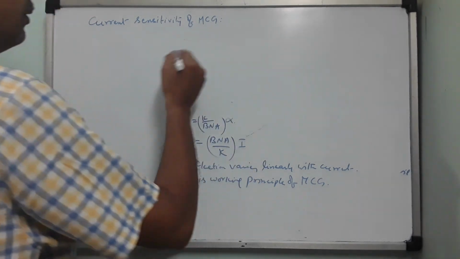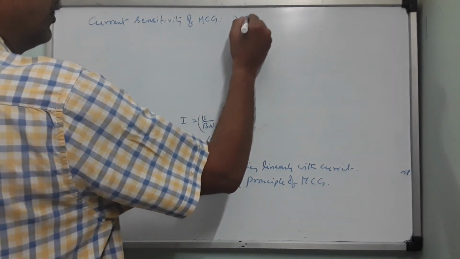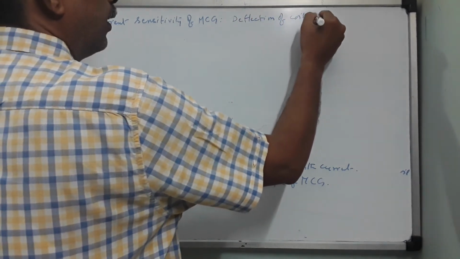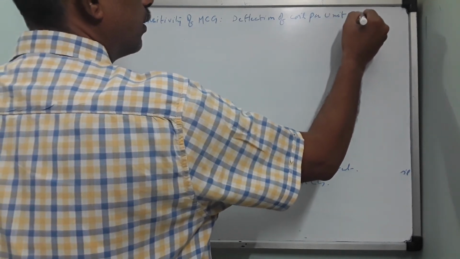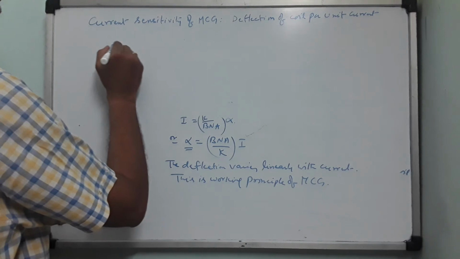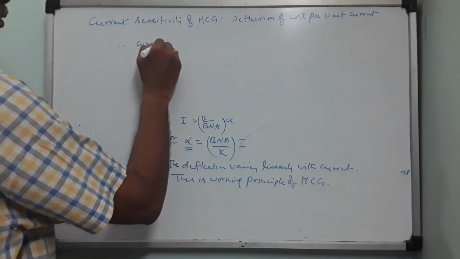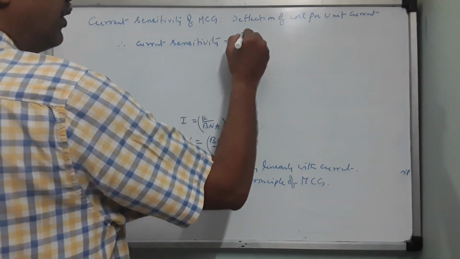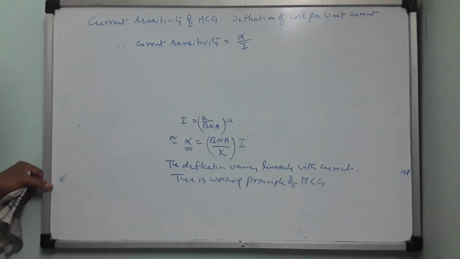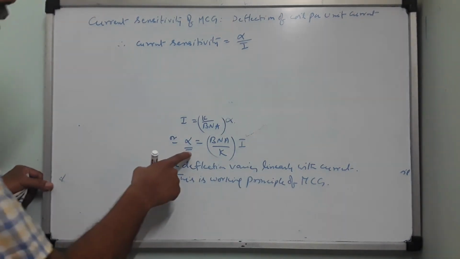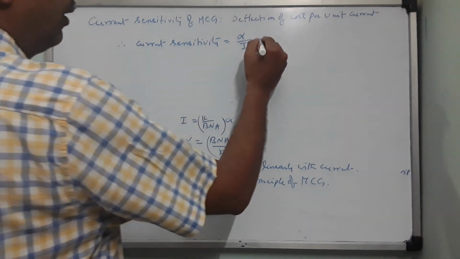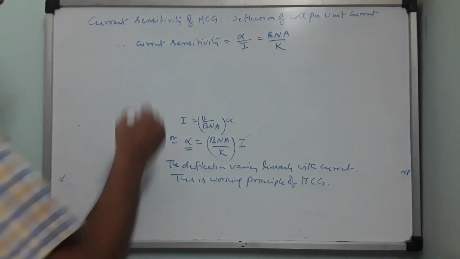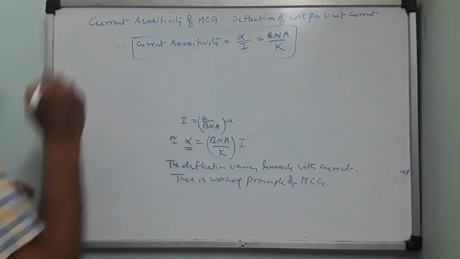So defined as deflection of coil per unit current. That is, therefore, current sensitivity equals to deflection of the coil per unit current, alpha by I. From this equation you see children, alpha by I can be written as B N A divided by K. So this you can remember.